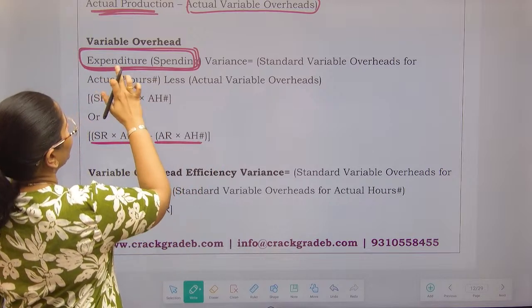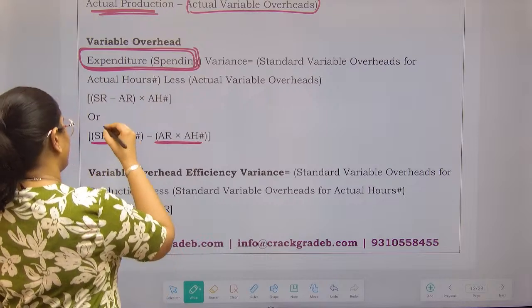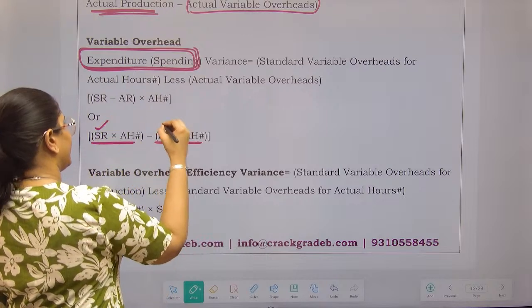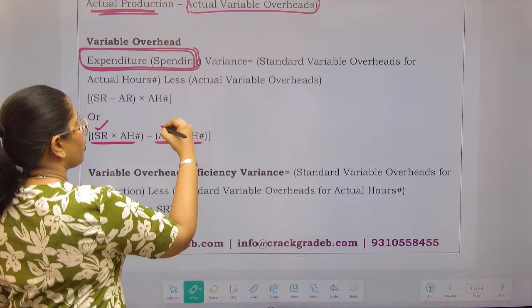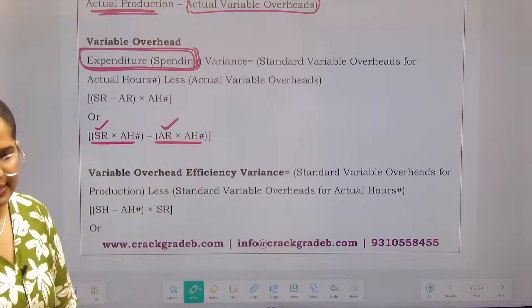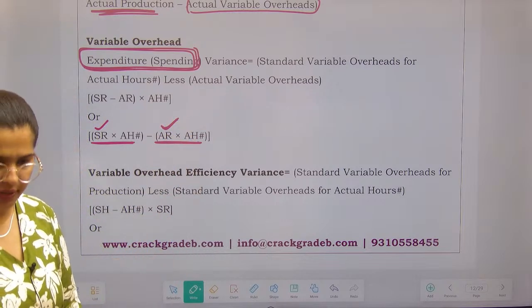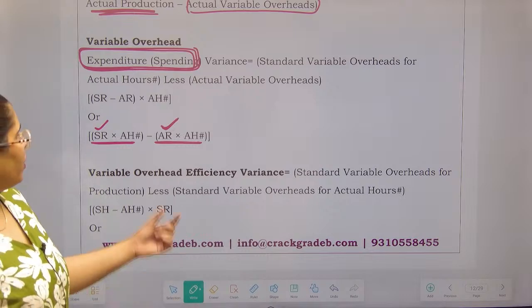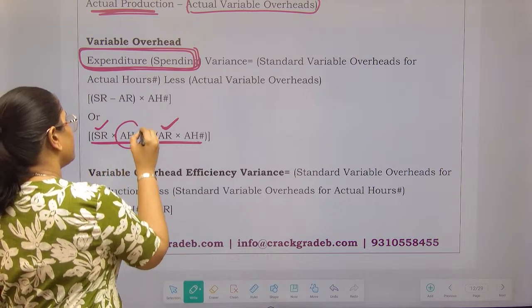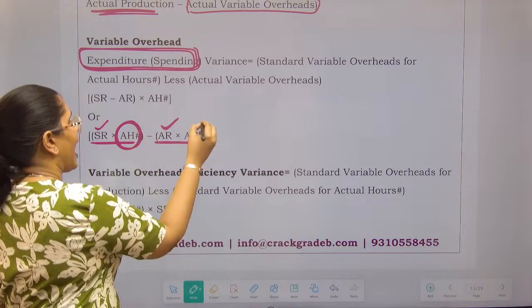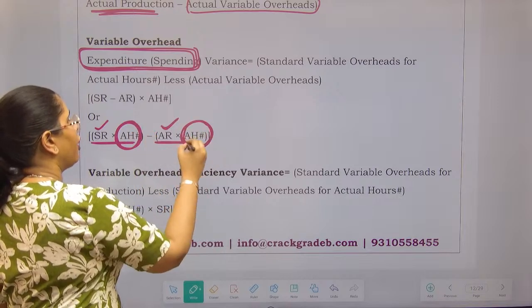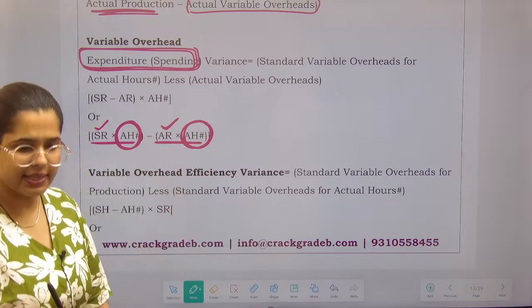We want to compare the expenditure, that is spending variance. That means we want to compare the rates. We want to compare rates. What is the standard rate and what is the actual rate, right? But what is the foundation which we are using? We are using actual hours. Now relate it with your material as well as the labor overhead.